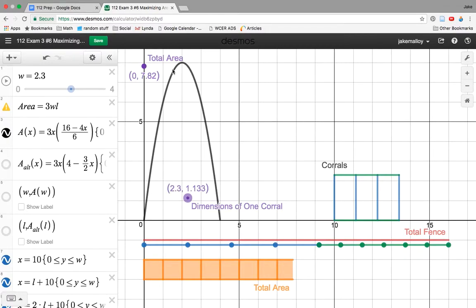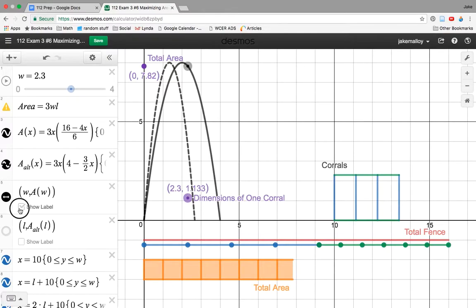If I were to look at this, I have different values happening here. Instead of replacing my L value with something related to W, I could replace the W with something related to L, and if I did that, I would have this version here. Notice the 2.3 comes from the width, and then my 7.82 is my total area. Likewise, over here, I have 1.133. That's my L value, that's the one chunk of green here, and then it gives me my area.